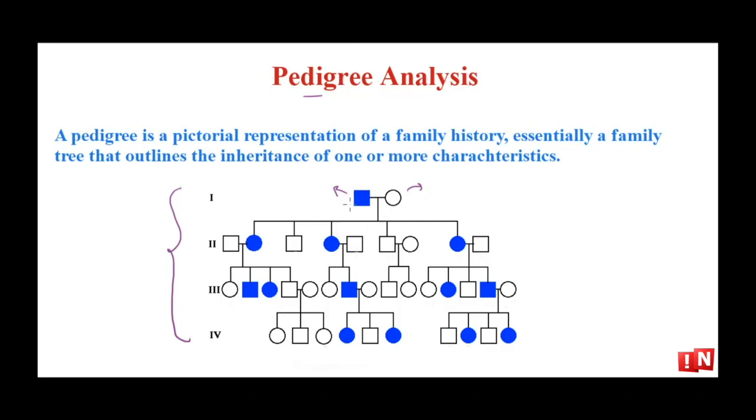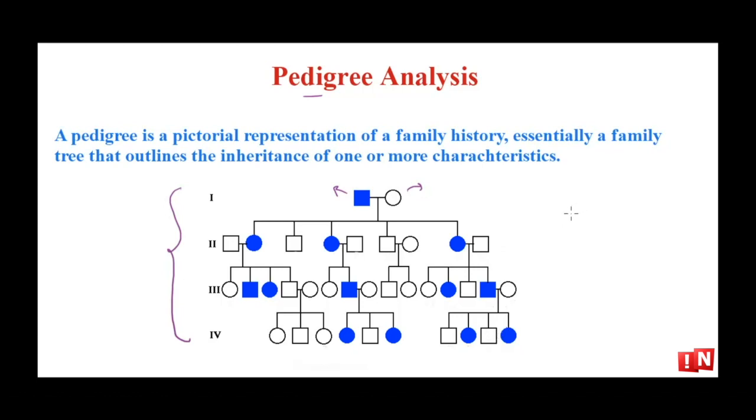So here there is one affected male who is passing on that particular trait to the next generation. Here you can see females are affected, and these females are also passing the trait. So a pedigree analysis helps us to understand if there is a particular disease that is being passed on to the next generation, or a particular gene, or allele, that is being passed to the next generation, and if so, what is the probability that the next generation might get it.